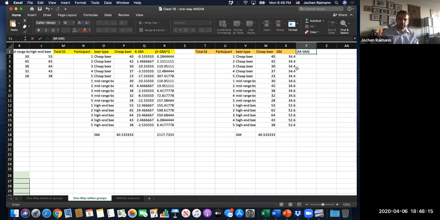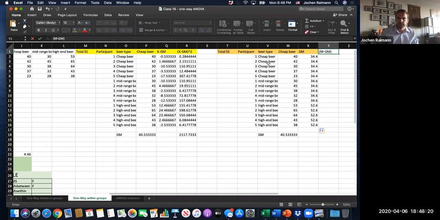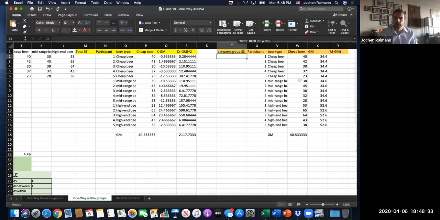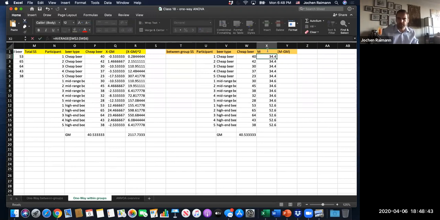This is the within group. Okay, so this is the between group. This is between group. So we have a mean. But this is not the grand mean, sorry for that. This is the normal mean, this is the group mean. This minus this.